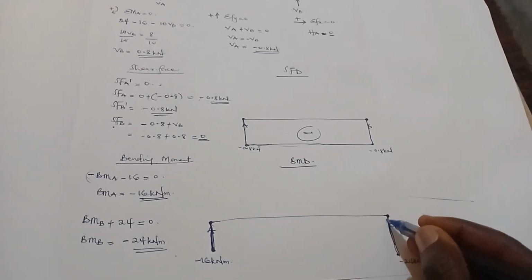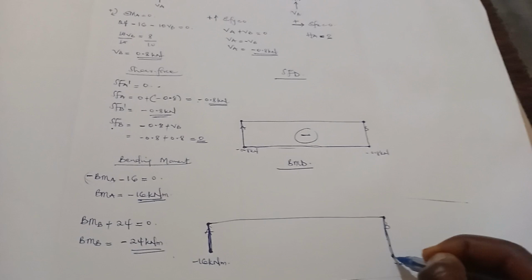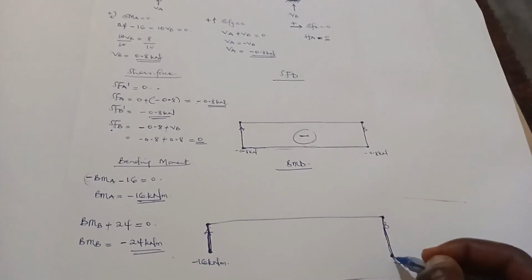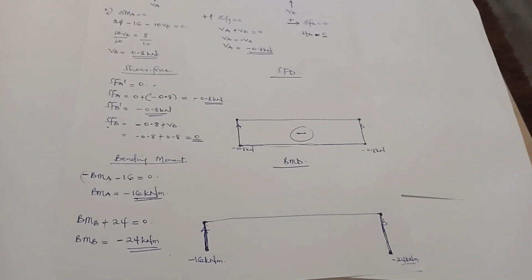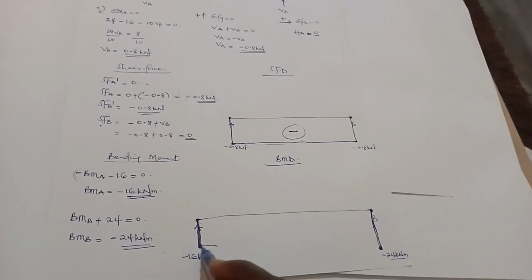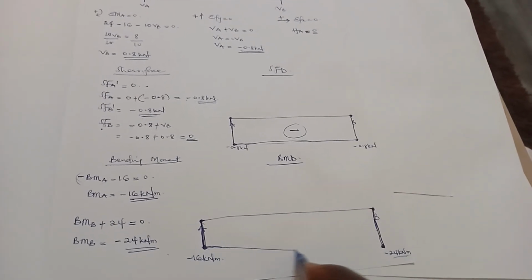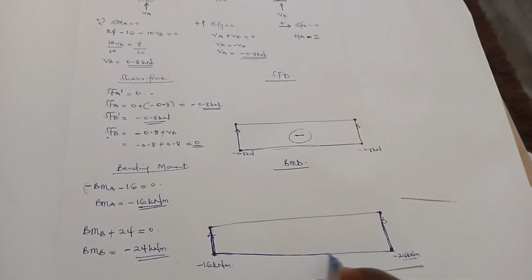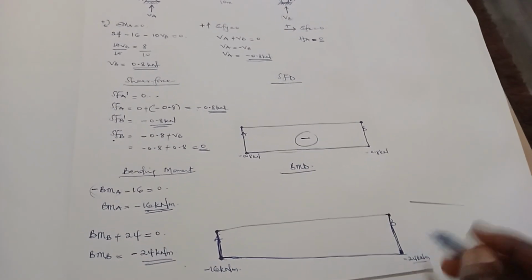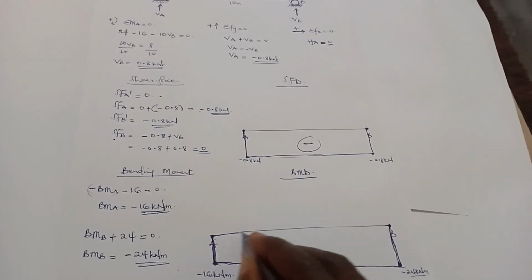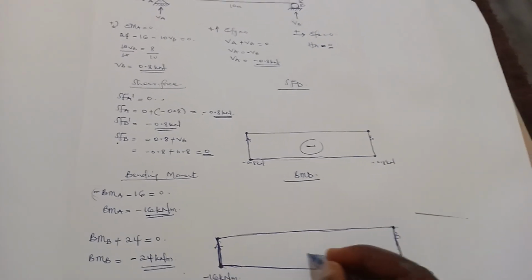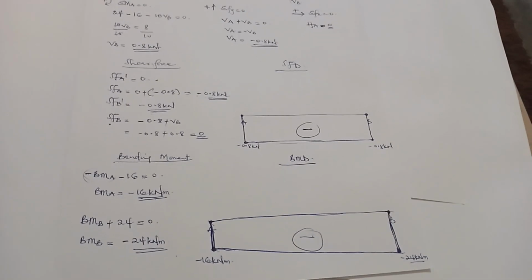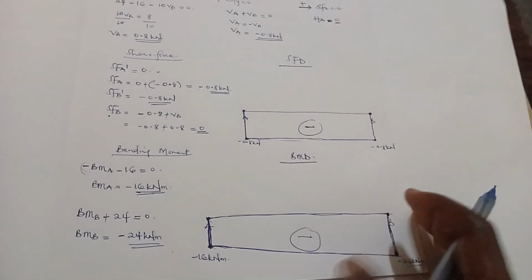So you move down to 24 kilonewton meter, and here is 16. After that, you join the two. It's all negative. This is the bending moment diagram. Thank you for watching this video.